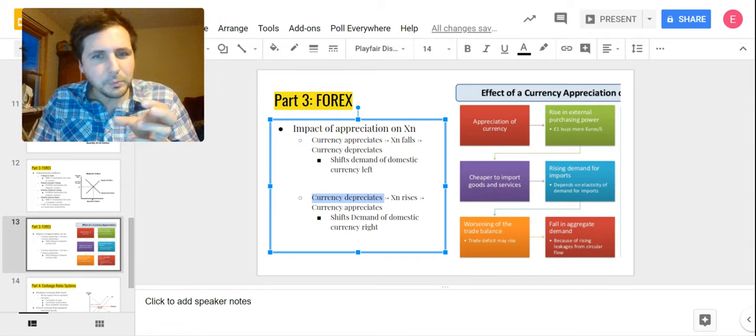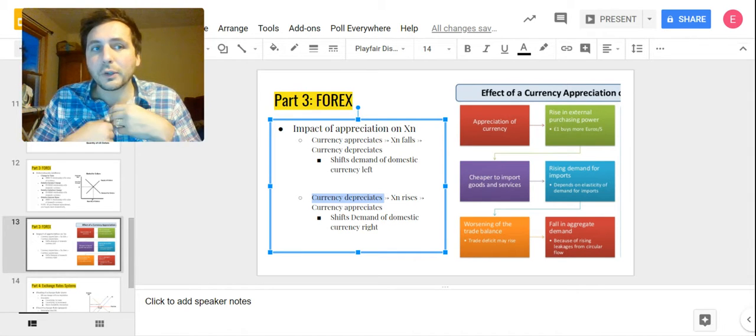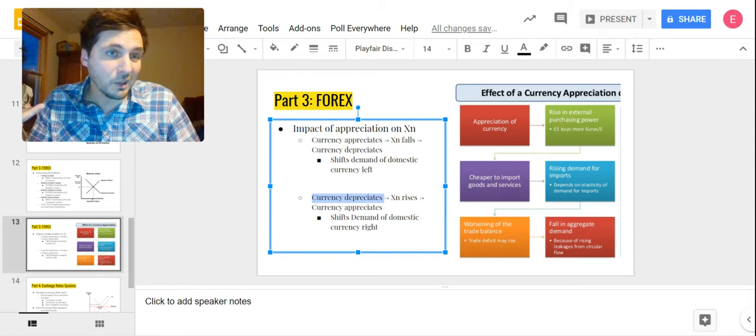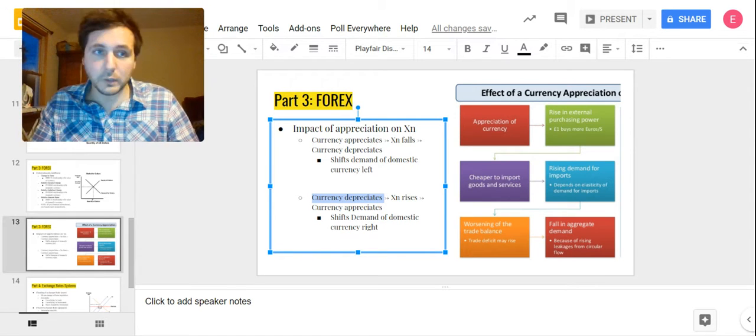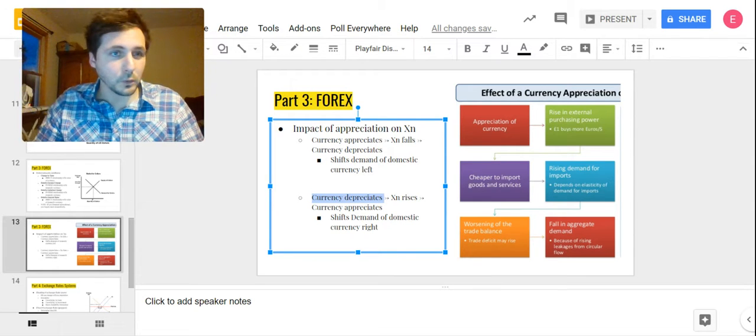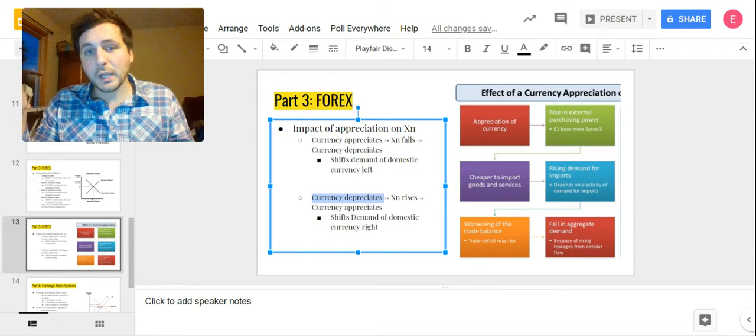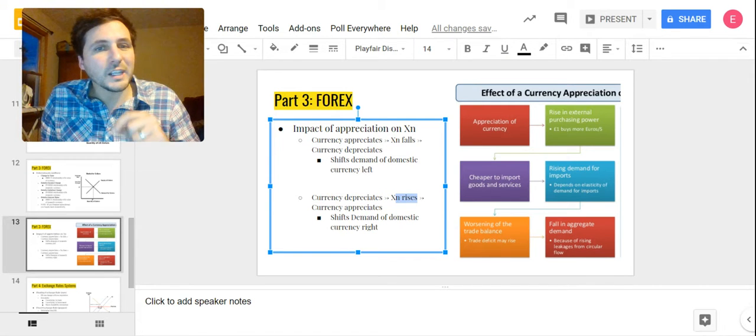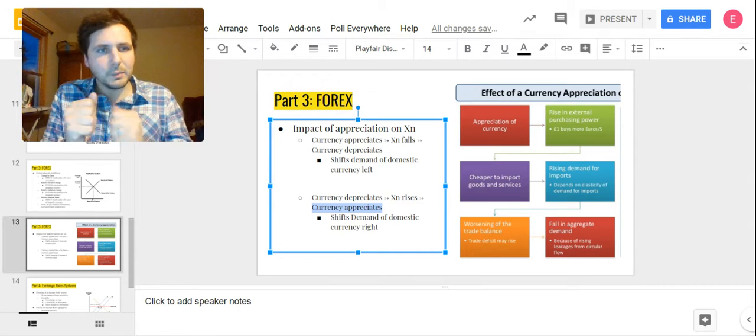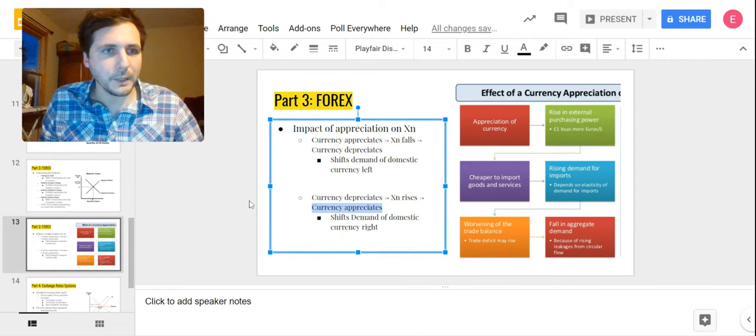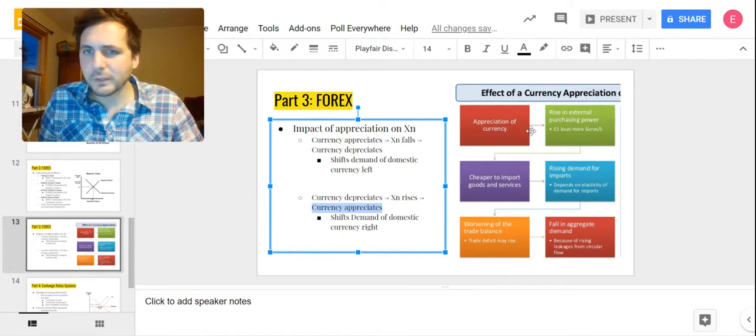When our currency depreciates, it means that our goods and services look more attractive abroad because the dollar is less valuable. Their currency is relatively more valuable, so they can buy more American goods for a lower price. So our exports are more attractive. Our net exports rise, all other things constant. When our net exports rise, our currency appreciates in value, stabilizing that currency and shifting the demand of our domestic currency to the right. Okay, here's a little chart for you.